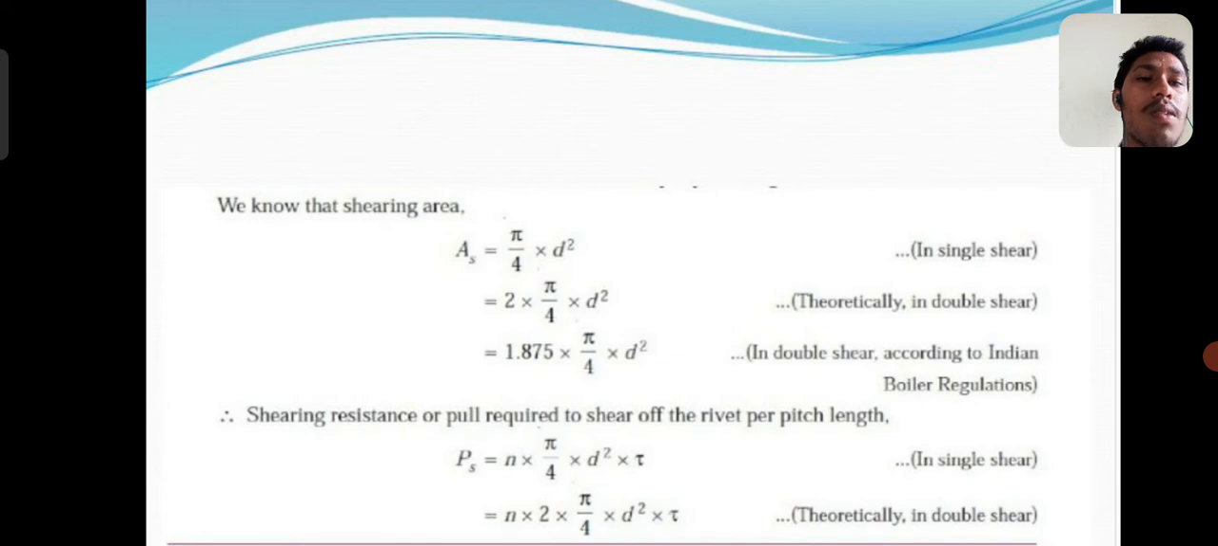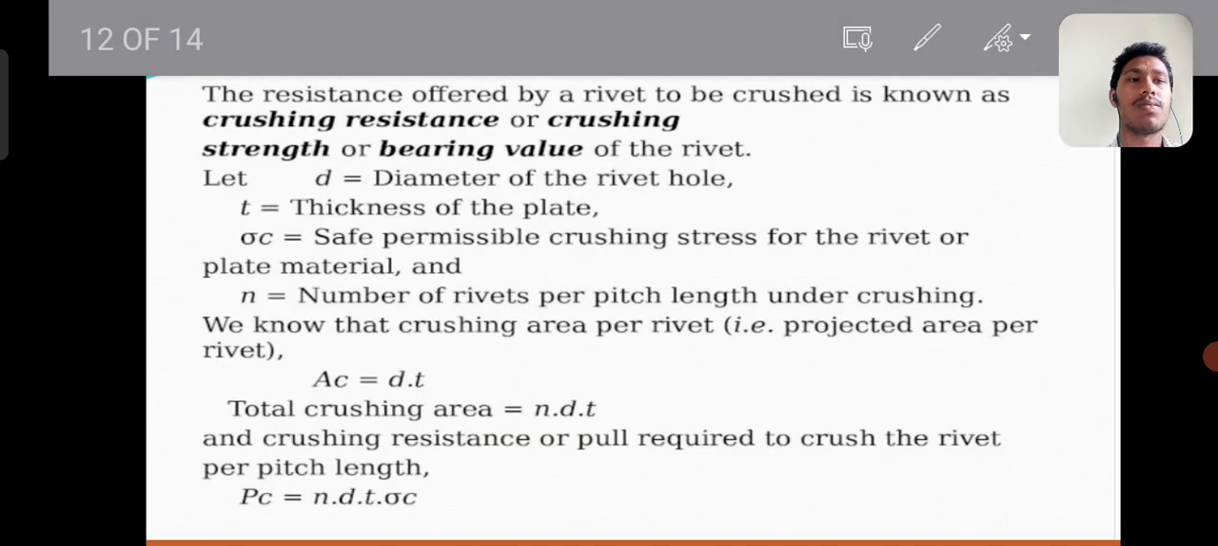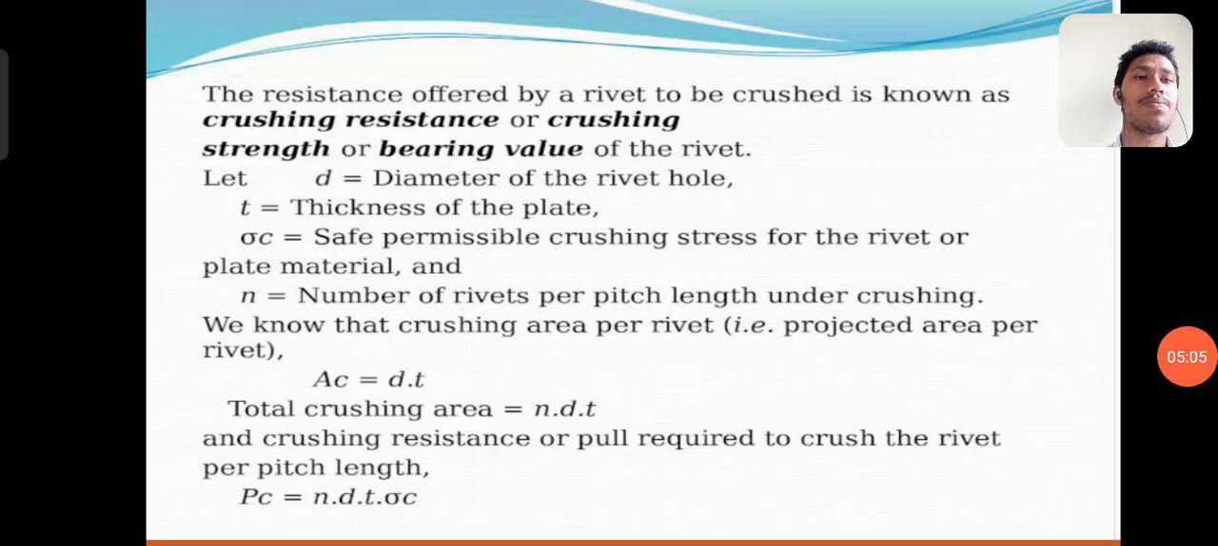And here we can observe that the shear resistance, or pull required to shear a rivet per pitch length, is P equals n into pi by 4 into d square into tau, where n into 2 into pi by 4 into d square into tau is known as the resistance in double shear, or theoretical shear. Thickness.